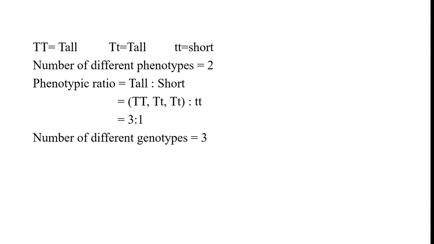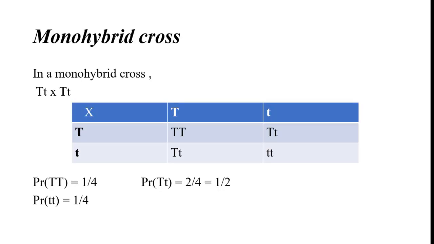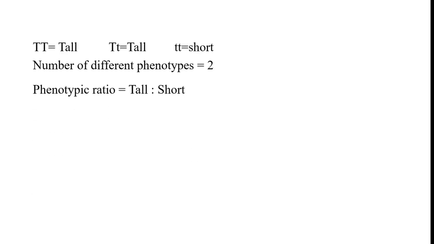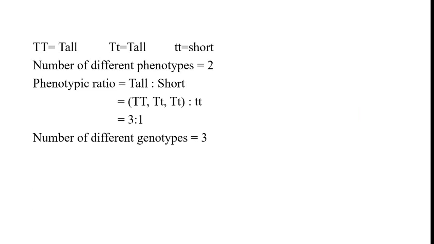Now the number of different genotypes. If you look at the table, the number of different genotypes is actually 3. So we have capital T capital T, which is 1, capital T small t, which is another. Capital T small t is the same as the previous one, so we are going to take only one of them. And then we have small t small t. So we have 3 different genotypes in this table. Number of different genotypes becomes 3.